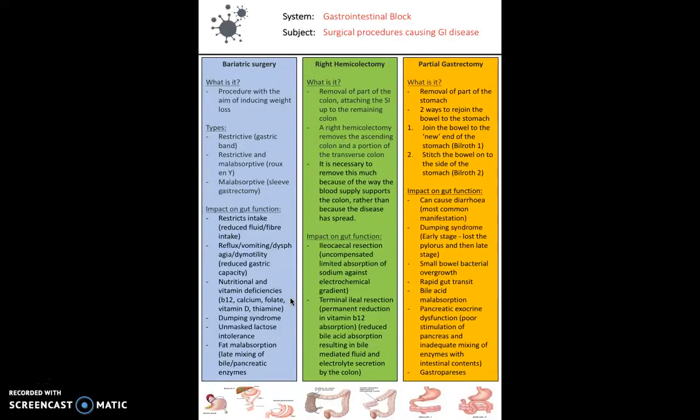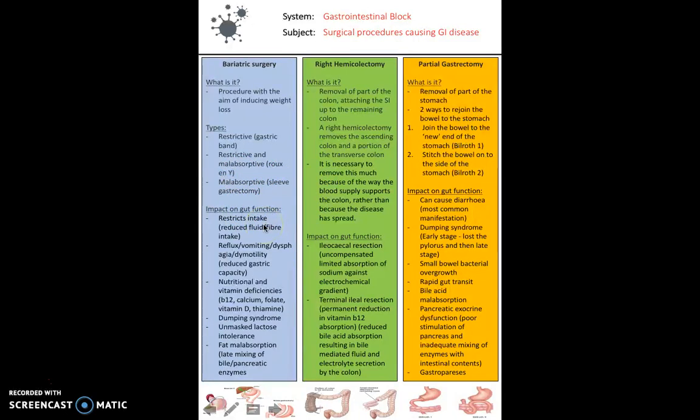Moving on, we can look at surgical procedures causing GI disease. So bariatric surgery is probably something that a lot of people are very familiar with, in terms of they're aware of it. It's a procedure with the aim of inducing weight loss. There are 3 different types of bariatric surgery. So you can have a restrictive surgery where you have a gastric band fitted, and this is probably the most common. You can have a restrictive and malabsorptive form of bariatric surgery where you have a Roux-en-Y system, and then you can have the malabsorptive only type where you have a sleeve gastrectomy.